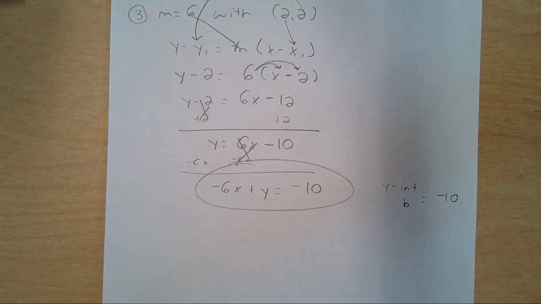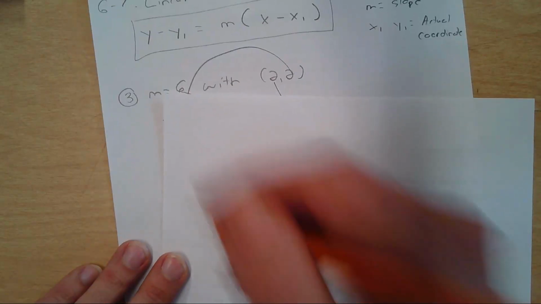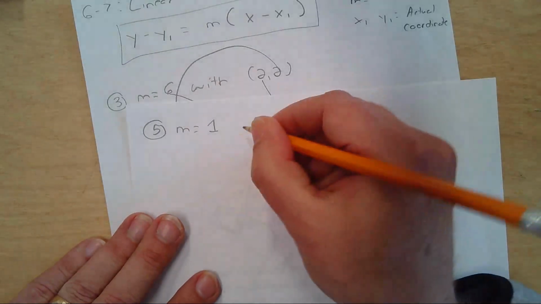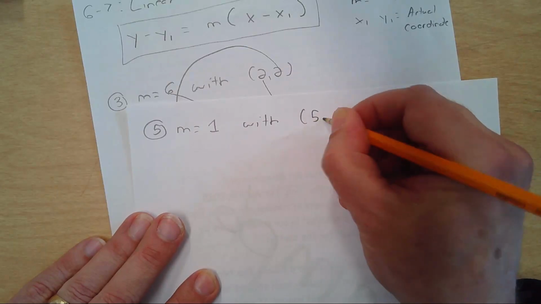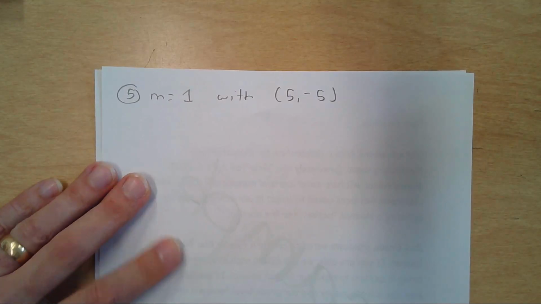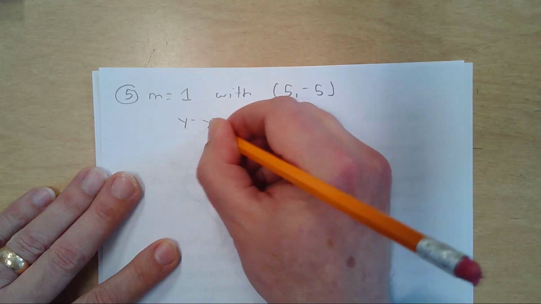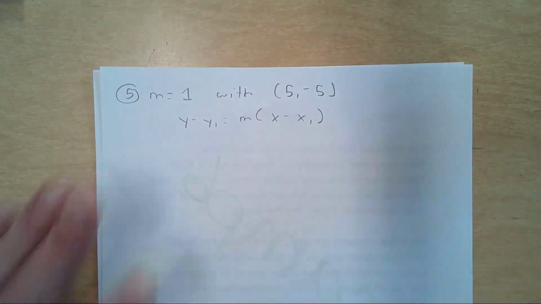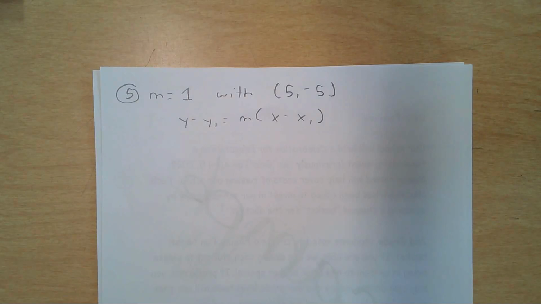I'll walk through another one. Let's look at number 5. Number 5, it says m equals 1 with the point 5, negative 5. And again, I'm going to use my point slope formula. There it is, one more time. And the first thing I'd want to do is plug in the 3 values that I can into where they go in the equation.